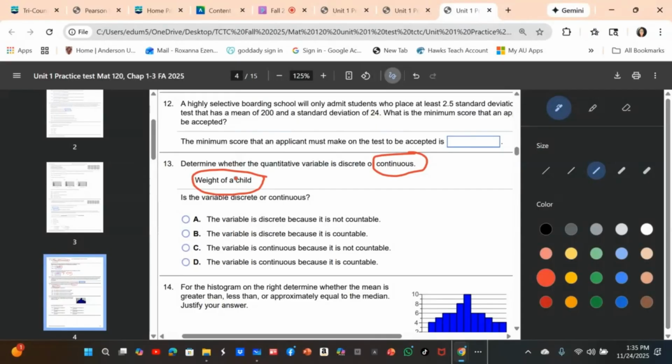Okay, so the variable is discrete. No, it's continuous. The variable is continuous because it is not countable. Well, the best possible answer is C.